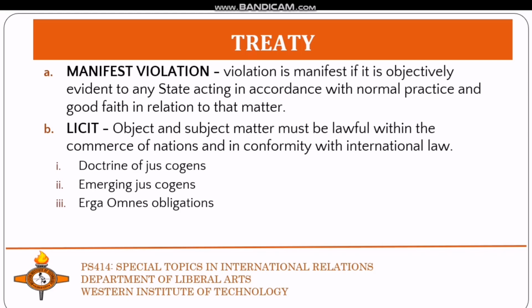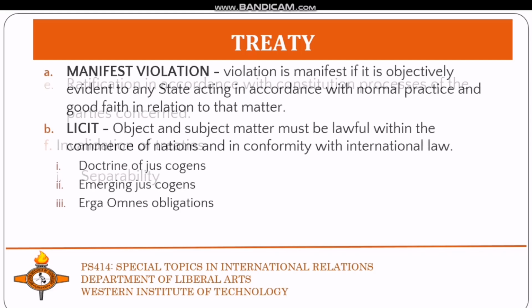So first we have the doctrine of jus cogens. A treaty whose provisions contravene such norms or rules may be invalidated. Next is emerging jus cogens. The emergence of new jus cogens can and will invalidate an existing treaty repugnant to it or extremely unacceptable. Then lastly, we have the erga omnes obligations. They are owed by the state to the international community. As such, a state may not enter into any treaty that would result in its violation of an erga omnes obligation.